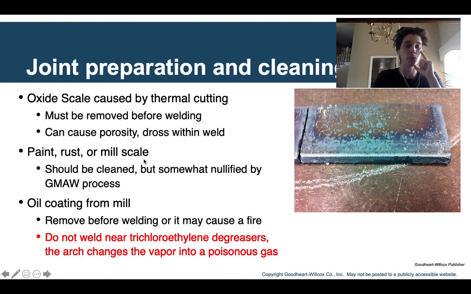Any paint, rust, or mill scale, that's a heavier mill scale than anything we encounter on our materials at OCC, should be cleaned. But I think I've mentioned before, you can weld through a little bit of paint, a little bit of rust, and a little bit of mill scale with GMAW, which is sometimes the nice, useful part of it. But paint or rust is really the stuff that I would try to clean up before you weld. And then oil coating from a mill. Usually on tubing you'll find something super oily that's protecting it from rust, but you do want to remove that before welding.